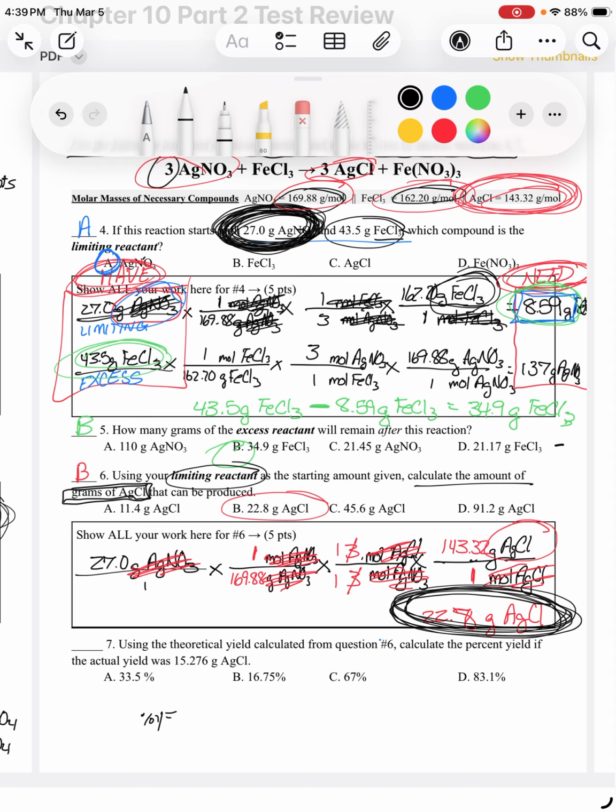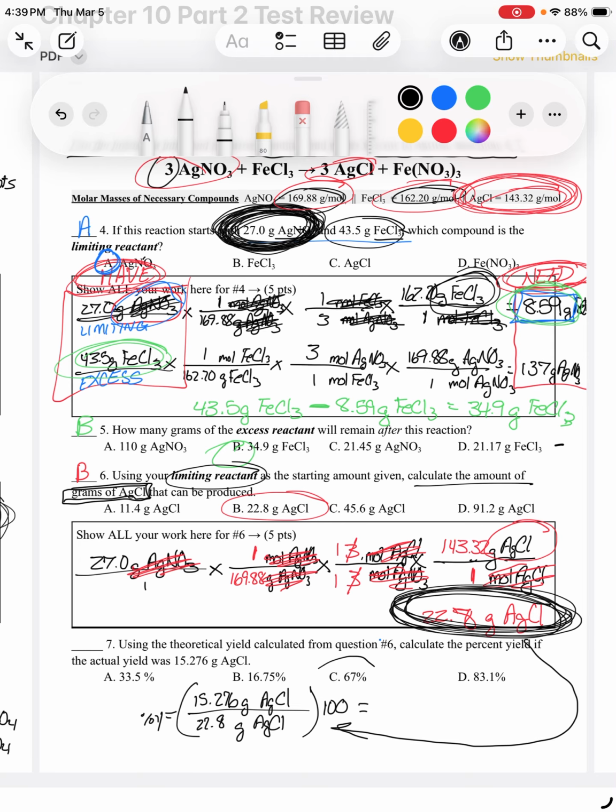What is the formula for percent yield? It should be actual, which in this case is 15.276 grams of silver chloride, divided by theoretical, which, where do we get the theoretical? From our calculation. 22.8 grams of silver chloride. I'm going to multiply all of that by 100 to turn it into percent. So 15.276 divided by 22.8 multiplied by 100 gives us 67%.